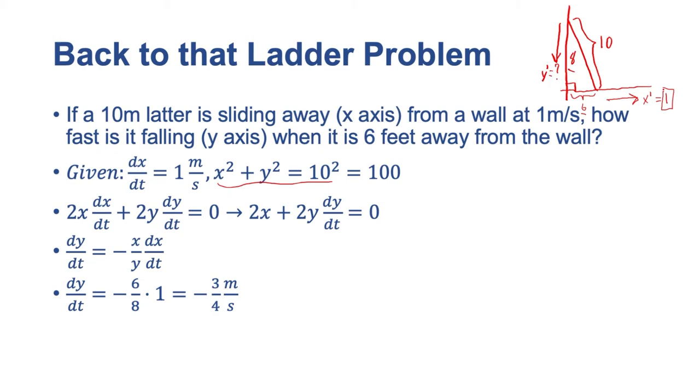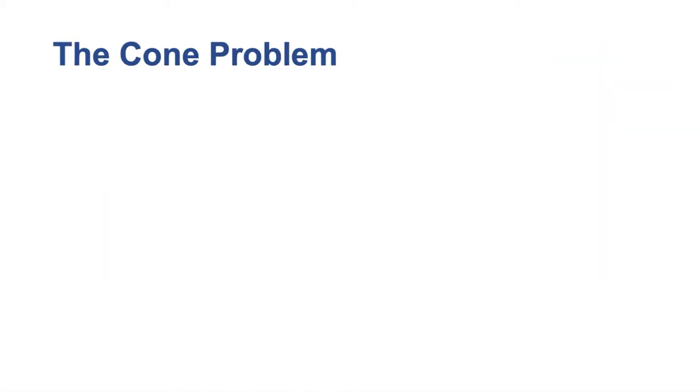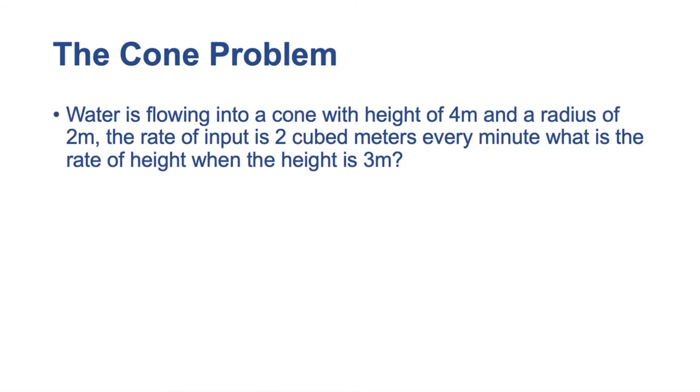Let's do another related rate example. This time we're going to do something called the cone problem. This is the other really popular related rates problem. With the cone problem, they're saying water is flowing into a cone with a height of 4 meters and a radius of 2 meters. Right after I see that, I should be thinking, I'm going to draw a picture. It's not going to be a good picture, but it's going to be a picture. So that's going to be 2, and then our height is going to be 4.